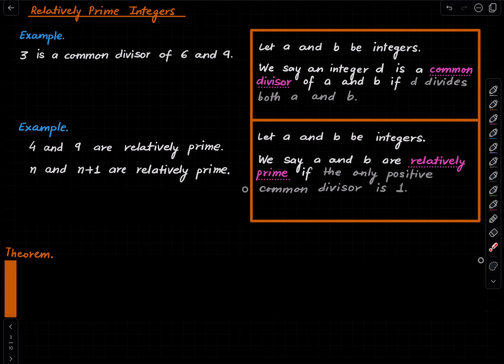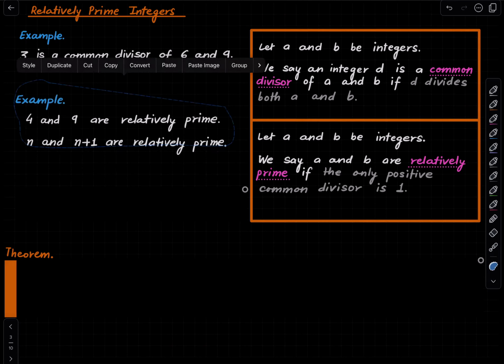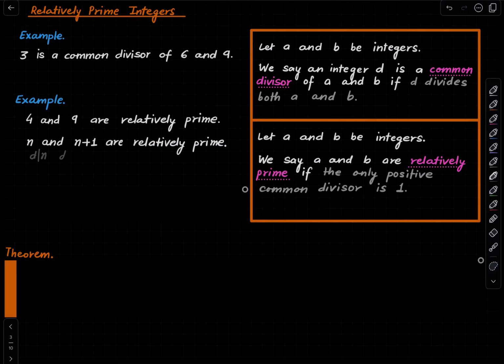Okay, so that's one example of relative primality, and a more general class of examples is if you pick any positive integer n, then it will be relatively prime to n plus 1. So why is that? Let's try to explain that. Why is it that n and n plus 1 are relatively prime? Suppose d is a common divisor of n and n plus 1, where d is a positive integer. We want to show that d is equal to 1.